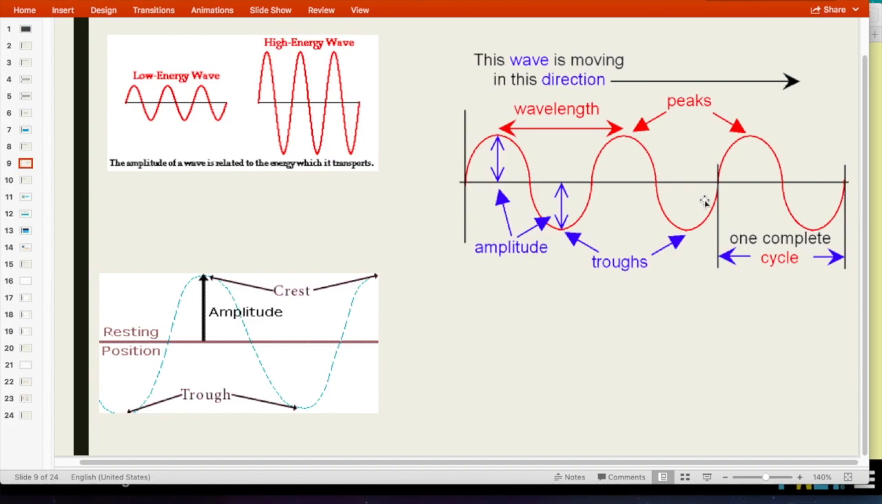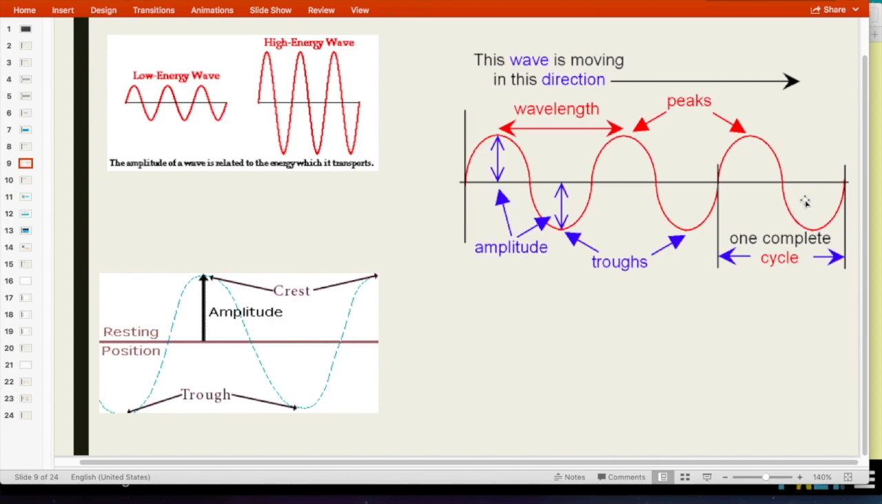So how do we define what is a whole wave versus what is a half wave? A wave cycle is defined as one complete back and forth oscillation, basically. So up, down, and back, that's defined as one complete wave cycle.